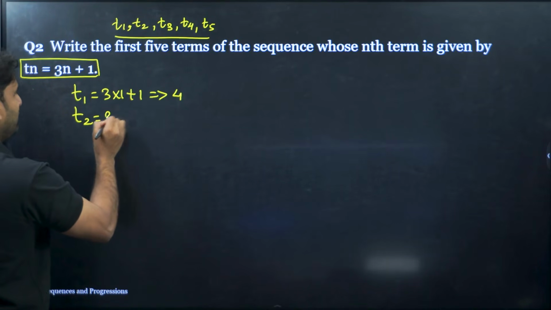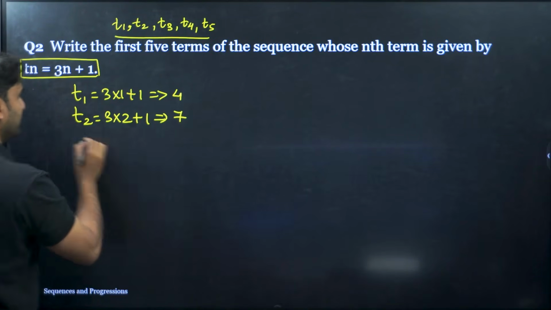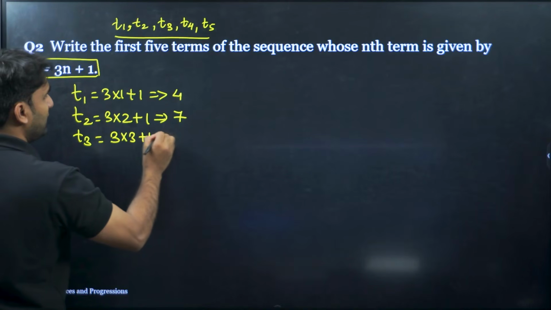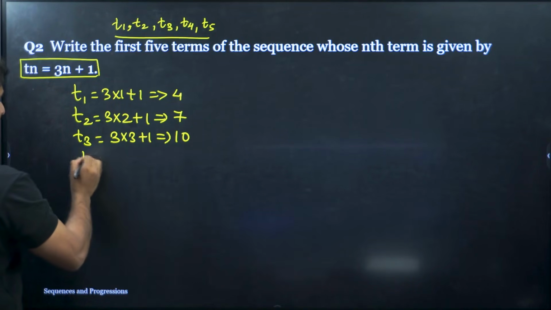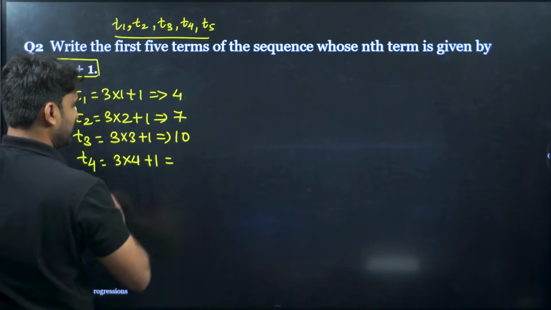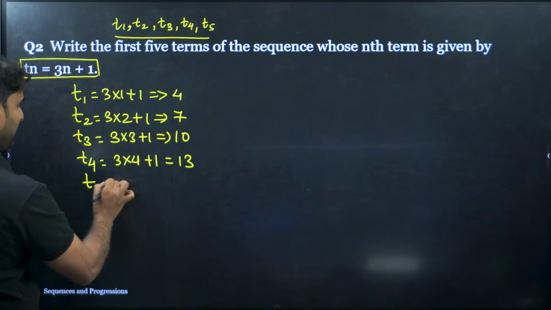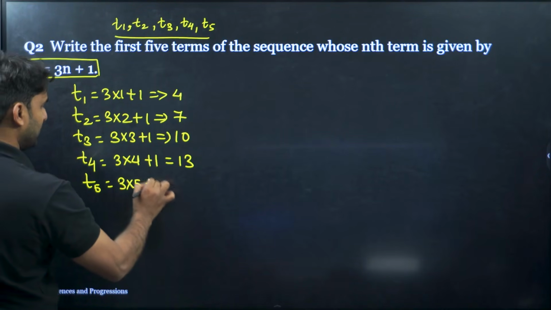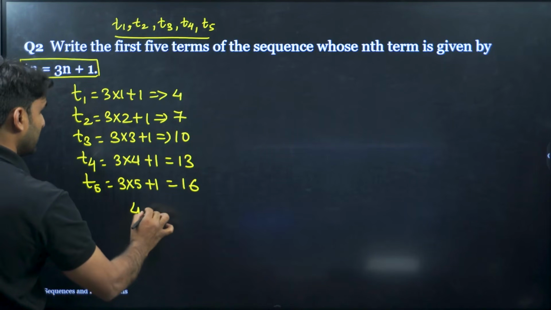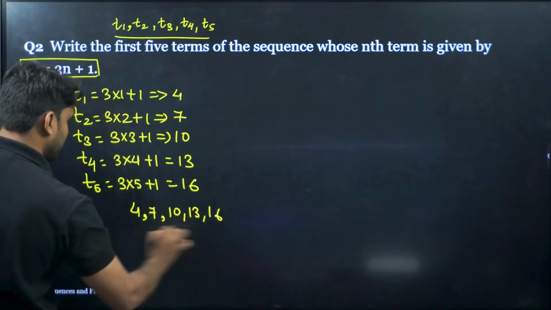T2, 3 into 2 plus 1. So 3 twos are 6 plus 1, 7. T3, 3 into 3 plus 1. So this will be 10. T4, 3 into 4 plus 1. So 3 fours are 12, plus 1, 13. Similarly, T5, 3 into 5 plus 1 is equal to 16. So these are the terms: 4, 7, 10, 13, 16. This is the answer.